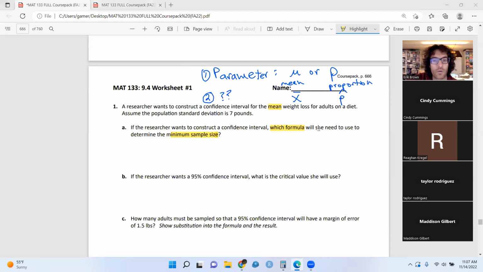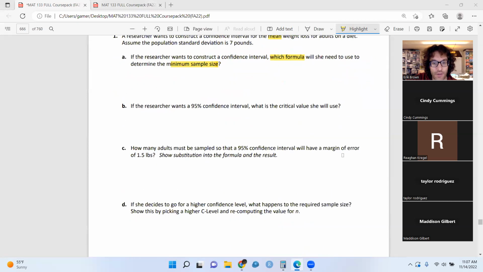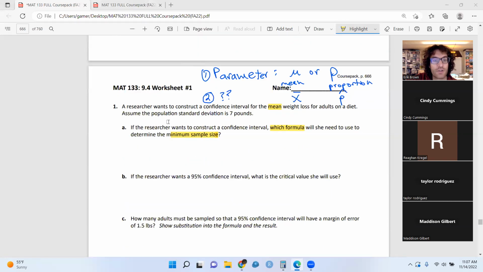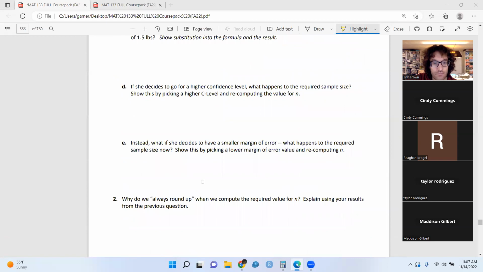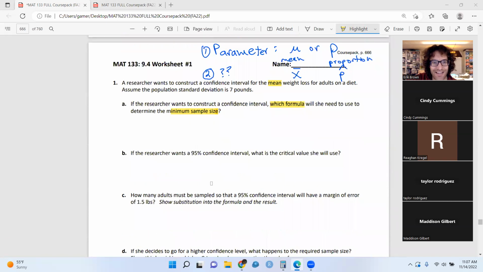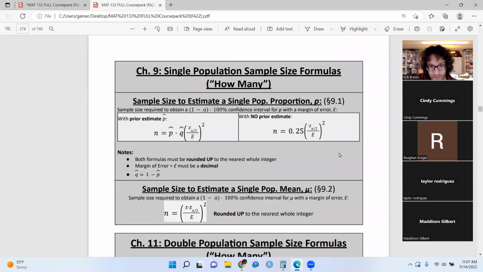Nice. All right, so now that we know what we're doing, let's do number 1, A through E. Ooh, this is gonna be fun. Yeah, let's see how you do. So I'm gonna give you 5 minutes. I got 1 thumbs up for which formula. If you didn't know which formula, let me talk you through how to find that.